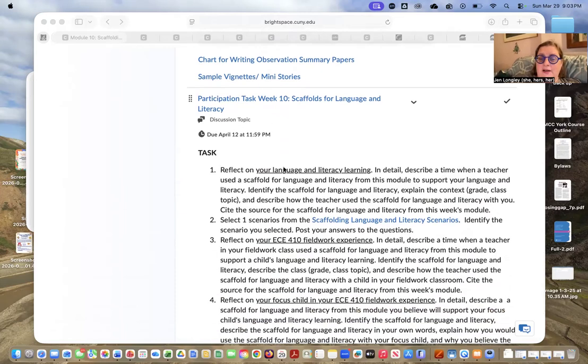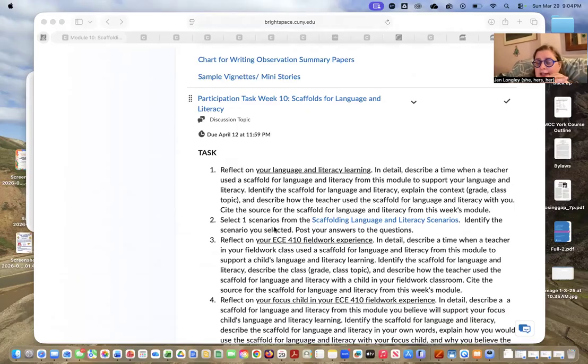You're reflecting on language and literacy from your schooling. When did a teacher use this scaffold to support your language and literacy? Tell us what the scaffold is, explain the context, and describe how the teacher used the language and literacy scaffold with you. Of course, cite the source. Then there's scenarios for language and literacy scaffolding. Identify a scenario and answer the questions in the document.